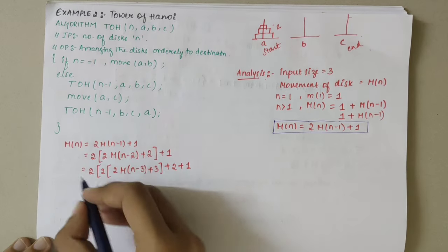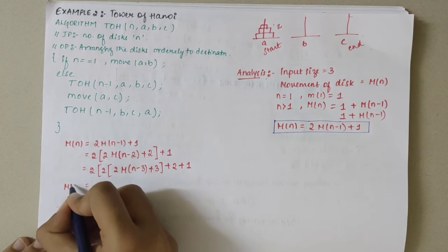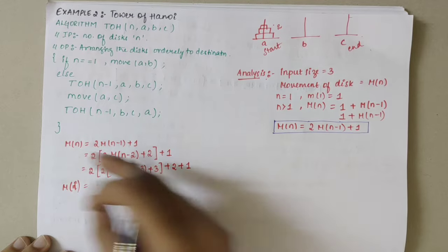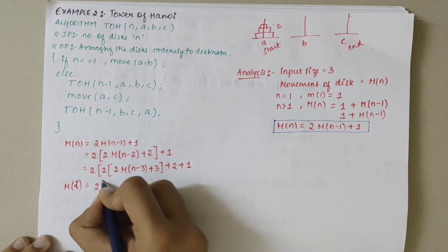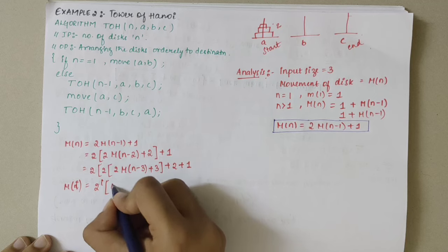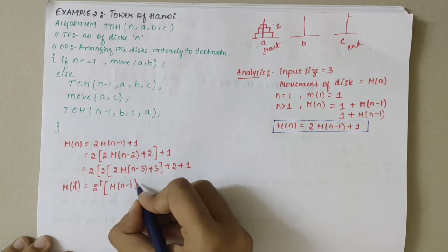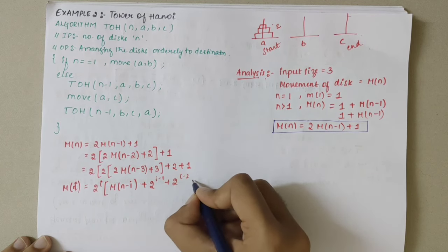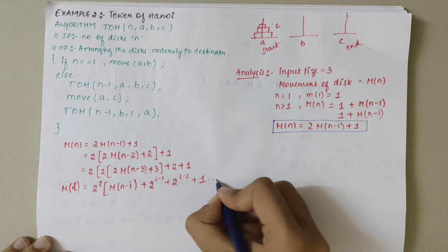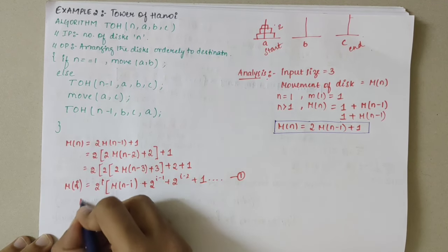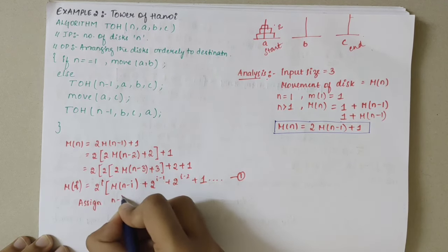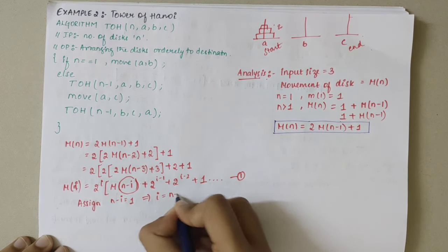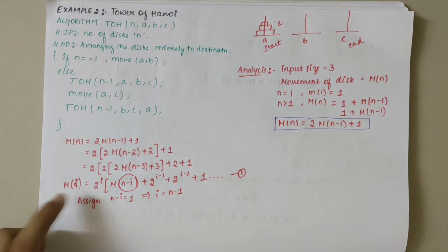So if I club this, I can write it of the form M of n, or M of i for the ith value. If I'm repeating the same operation for i number of times, I can write it as 2 power i, and inside I'll write M of n minus i, plus 2 power i minus 1 plus 2 power i minus 2. It goes on till 1 and so on. Let me consider this as equation 1. So if I assign n minus i as 1, I can take i value as n minus 1. So let me write i value as n minus 1 here, and let me check.